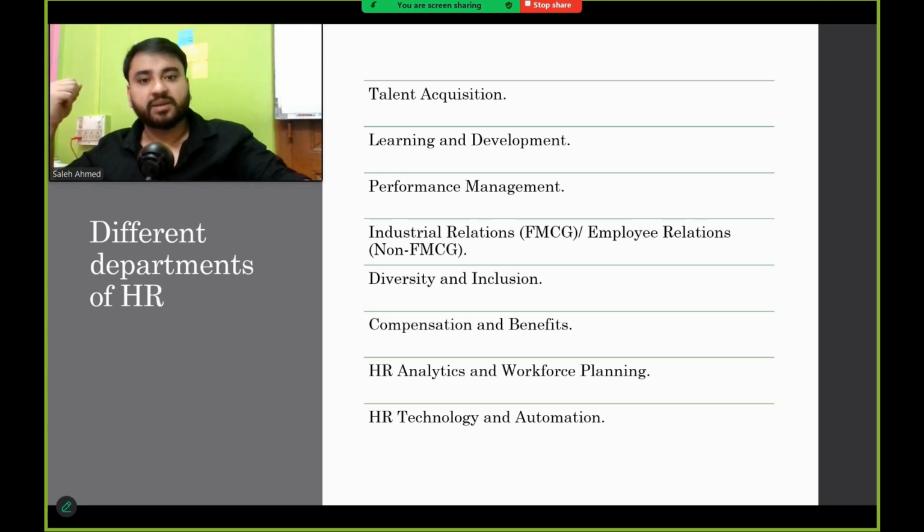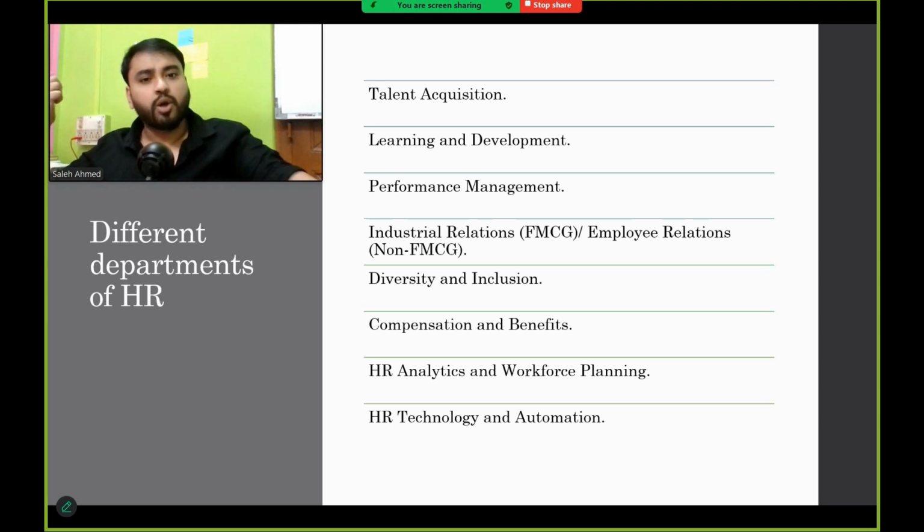Performance management is the department which deals with employees' performance. There is a department called industrial relations in case of an FMCG company, or employee relations in case of non-FMCG company as well. So if you are into the industrial relations department, you might need to travel to clients' locations, you might need to travel to project sites, and then you need to figure out what is wrong with the employees, what are the problems being faced by them on a daily basis, and you need to provide solutions to them, right? There is a department called diversity and inclusion also, and I guess their function is quite self-explanatory.